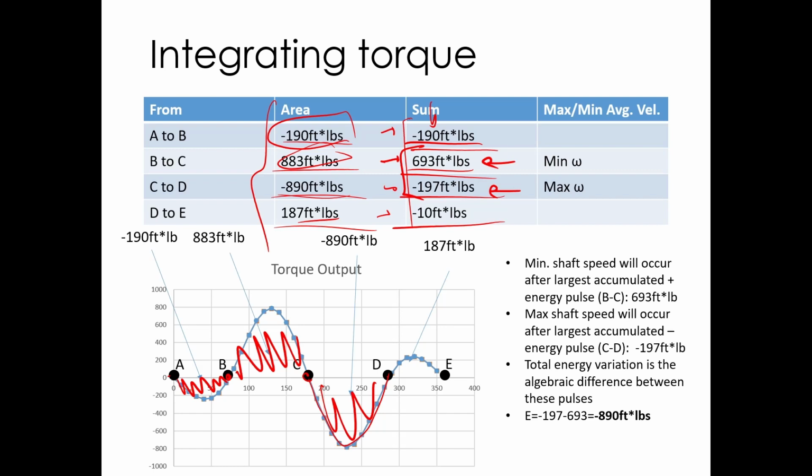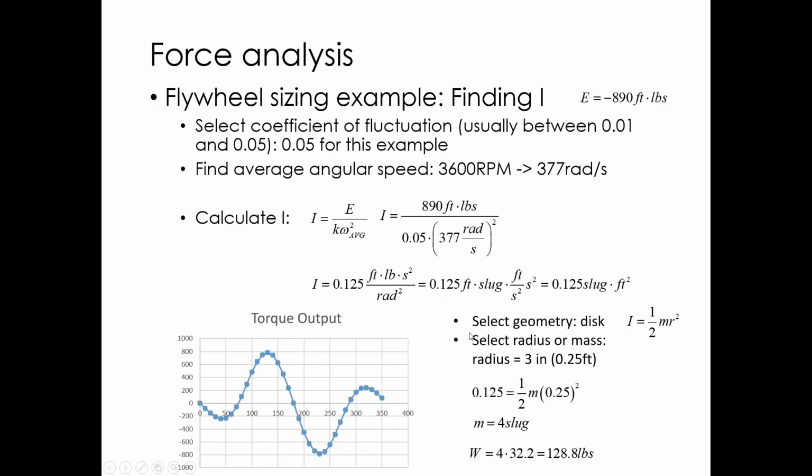There's different ways you can do it. You could take the absolute value of each of these and add it, or you can take the positive one and subtract off the negative one, or you could take the negative one and subtract off the positive one. Either way you do it, you're going to get the sum of the absolute value of these things, which is 890 foot-pounds of energy. That's the energy that you need. That's what's going to go into the flywheel sizing equation. So we put that in for our energy.